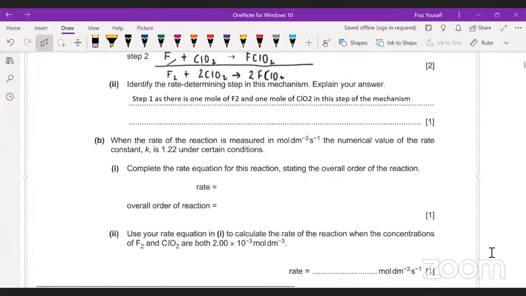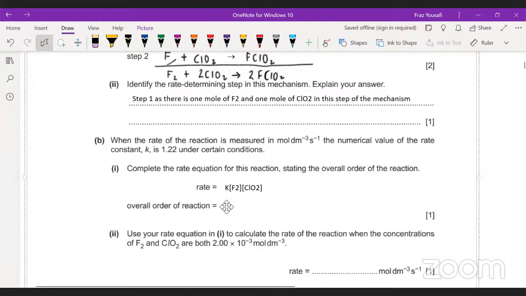At this point, I wasn't really concerned with the B parts of this particular question because they're pretty self-explanatory. They go into the rate equation. So when the rate of the reaction is measured in moles per dm cubed per second, the numerical value of the rate constant K is 1.22 under certain conditions. You've been asked to complete the rate equation for this, stating the overall order. So the rate equation would be K times the concentration of F2 times the concentration of ClO2. That would become your rate equation.